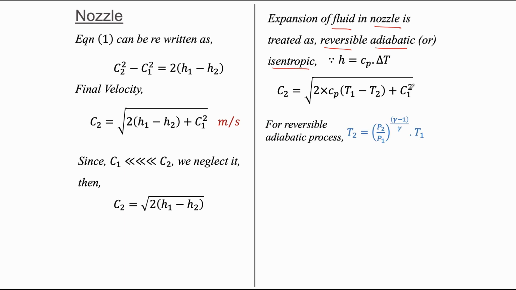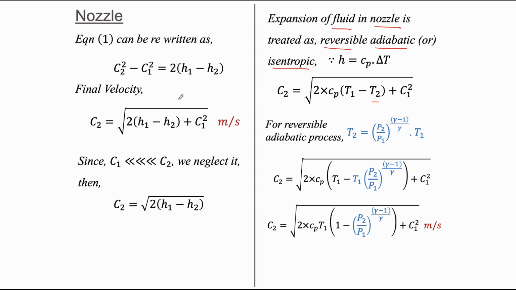And for a reversible adiabatic process, we all know the final temperature is equal to P2 by P1 raised to gamma minus 1 by gamma into T1. So when we substitute this value for the final temperature, we are going to get an expression of final velocity equal to square root of 2 into specific heat capacity at constant pressure into T1 into 1 minus P2 by P1 raised to gamma minus 1 by gamma, plus C1 square.